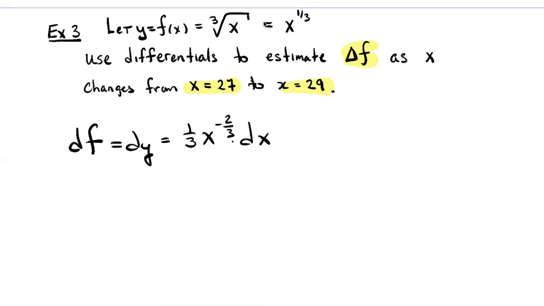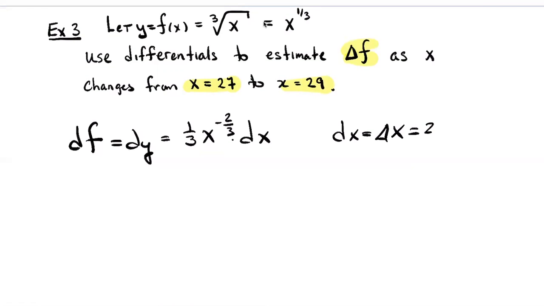And then, what's our dx? We said dx was going to be the change in x. Well, what do I mean by the change in x? It's changing from 27 to 29. So it's 2. The change in x is 2.